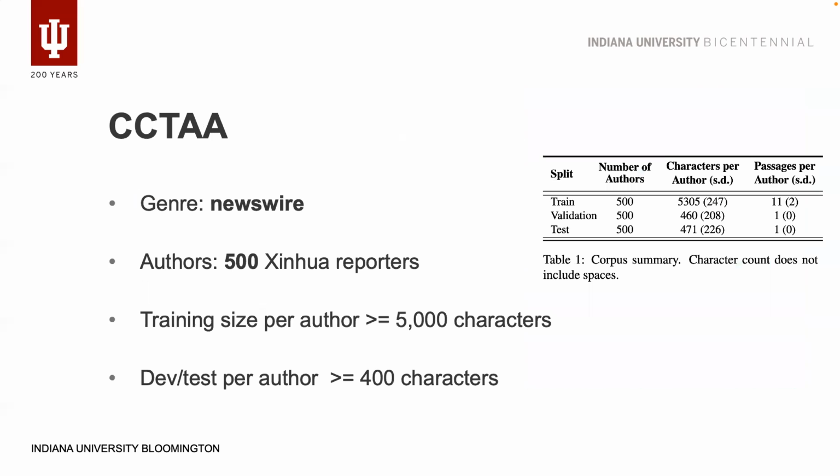To address the mentioned concerns, we present a standard testbed for authorship attribution on contemporary Chinese prose, CCTAA. The corpus has an appropriate level of difficulty and meets the demands of reproducible research. The corpus contains single author newspaper articles using simplified Chinese characters from 500 reporters from Xinhua News Agency. As the largest state news agency, Xinhua covers diverse topics from politics and finance to sports and entertainment.